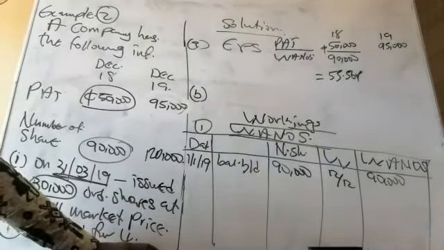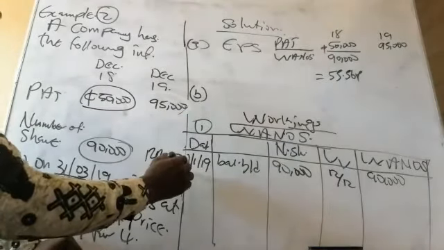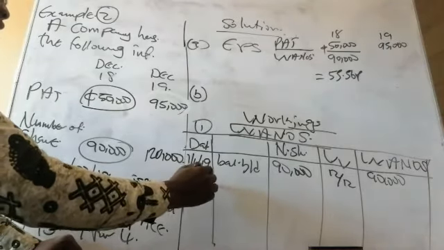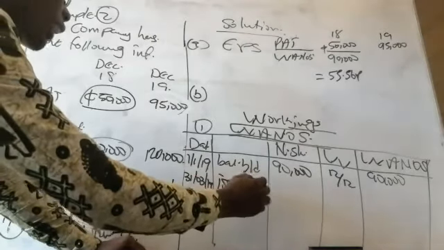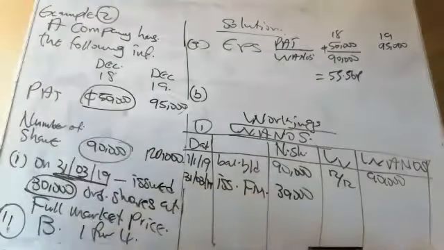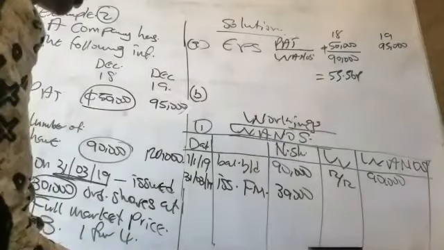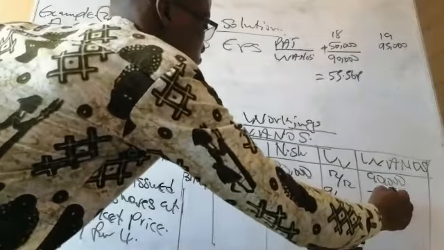Then don't forget about the 1st March, the issue of shares. We've done that one right there, so the 1st March 2019, issue of shares at full market price. They issued 30,000 shares. This question is there. So 30,000 shares. Then you weigh the average. We have 22,500, then 9 out of 12. So we have 22,500.